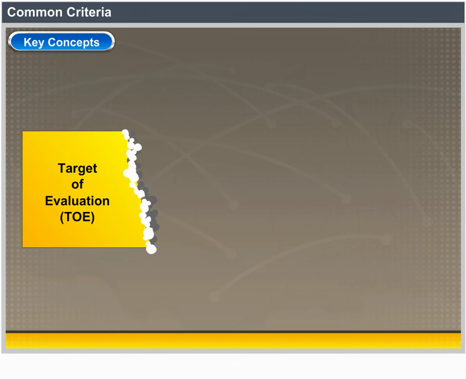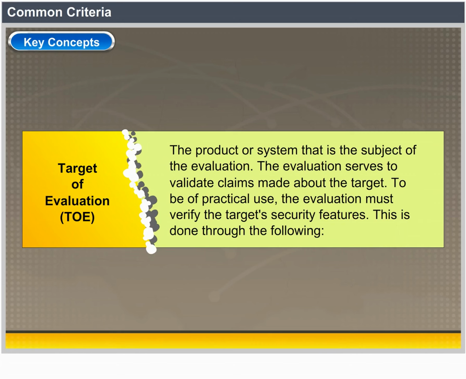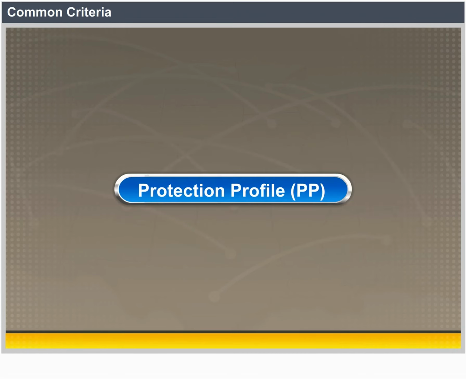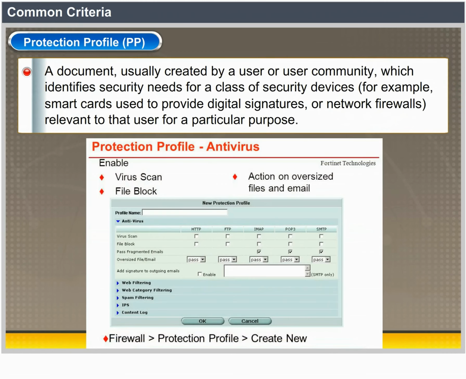Key concepts. Target of Evaluation, TOE. The product or system that is the subject of the evaluation. The evaluation serves to validate claims made about the target. To be of practical use, the evaluation must verify the target's security features. This is done through the following. Protection Profile (PP). A document typically created by a user or user community which identifies security requirements for a class of security devices, for example, smart cards used to provide digital signatures or network firewalls relevant to the user for a particular purpose.